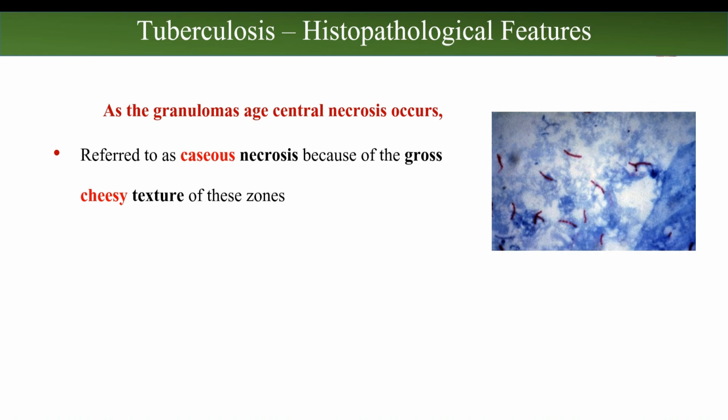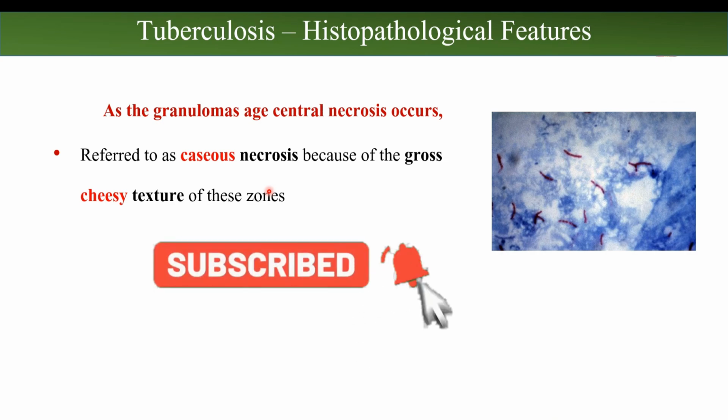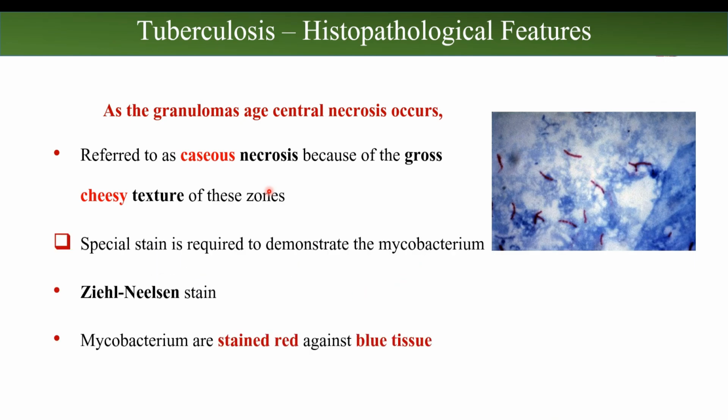So as the granulomas become bigger, basically aging means it becomes bigger and bigger, central necrosis occurs, and that is called caseation necrosis. And because when you see the specimen in gross, it looks like cheese, that's why it is called caseation necrosis.